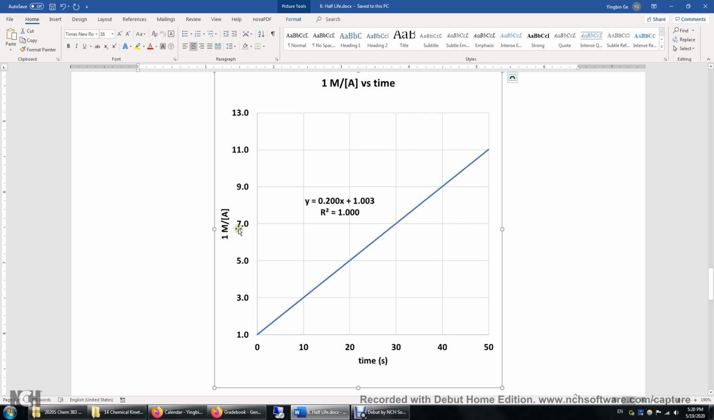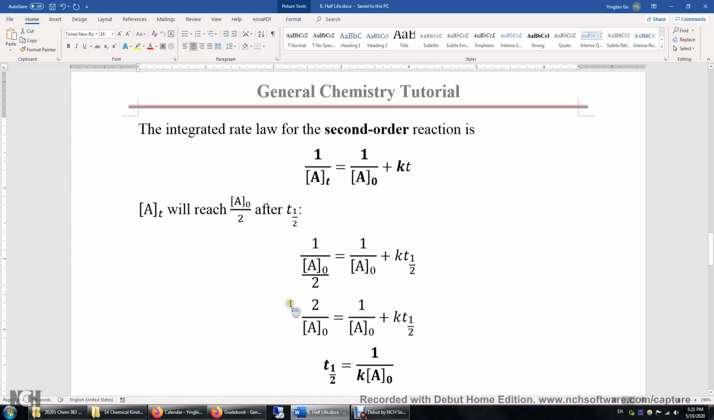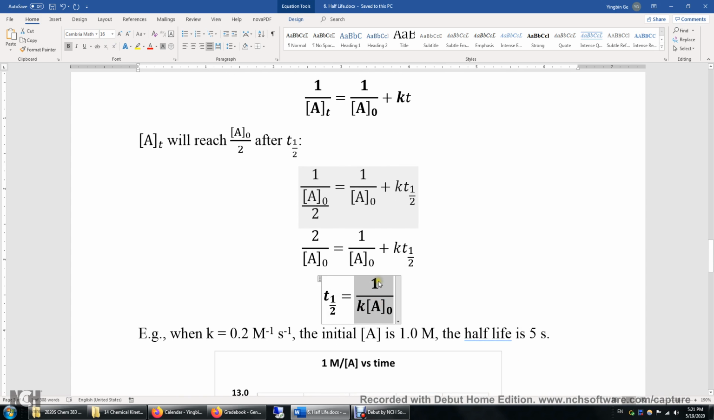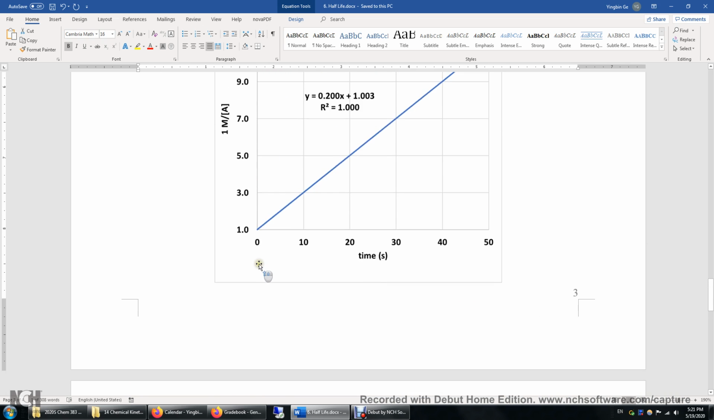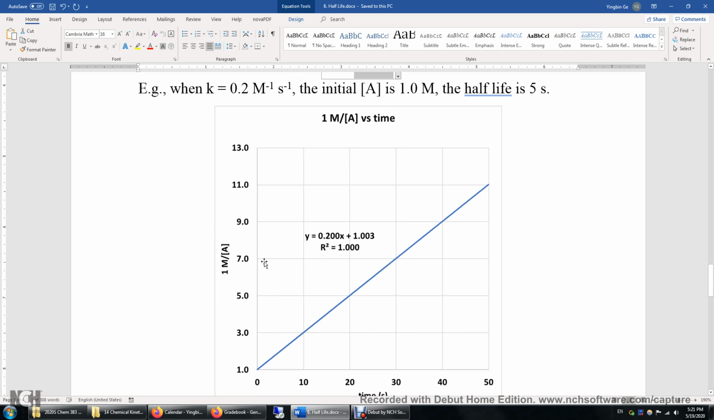But now this is the so-called reciprocal plot. So when this A becomes 1/2 molar, 1 molar over 1/2 molar is 2. So we need to look for, well, this is roughly 2. Between 1 and 3, it's 2. So we're going to find the time here corresponding to 5 seconds. And indeed, our calculation tells us it's 5 seconds. 1 over 0.2 times 1, it's 5 seconds.